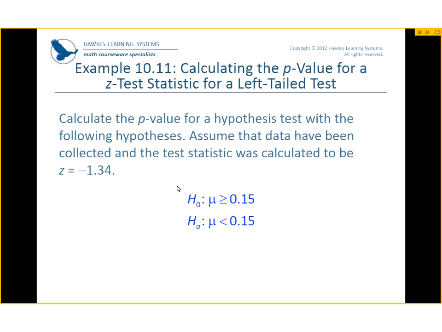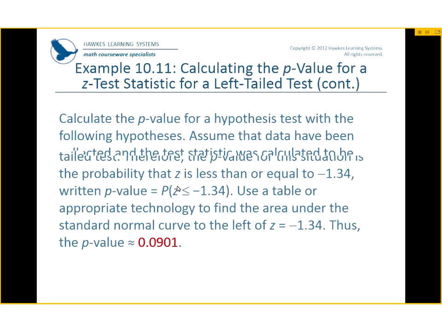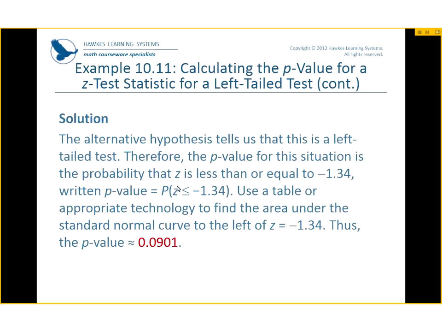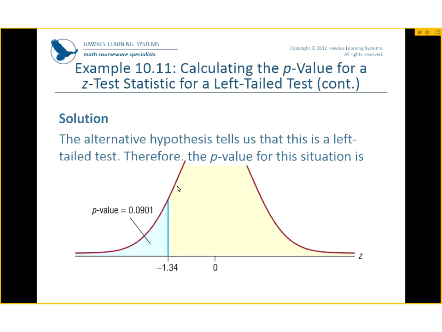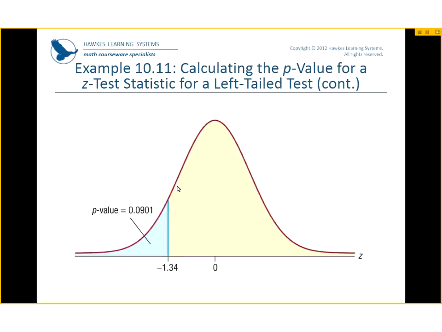We're saying our z equals negative 1.34. We can look it up in the book or we can use technology, and we find out the p-value is 0.0901. So that means from negative 1.34 as the z-score, the area to the left is 0.0901.